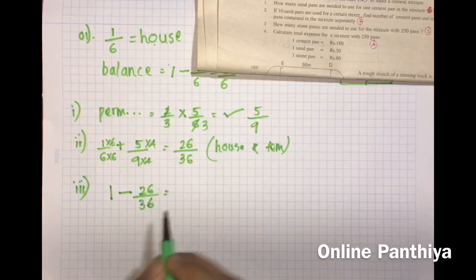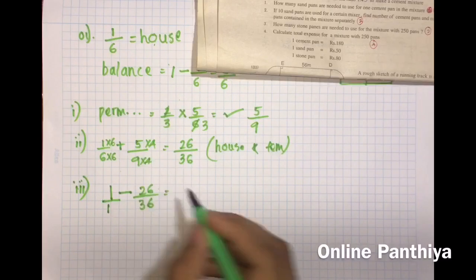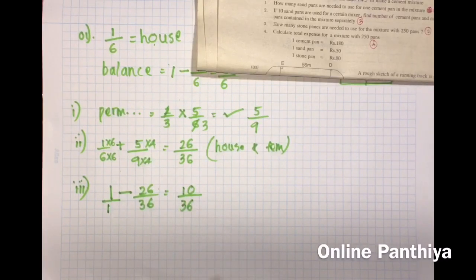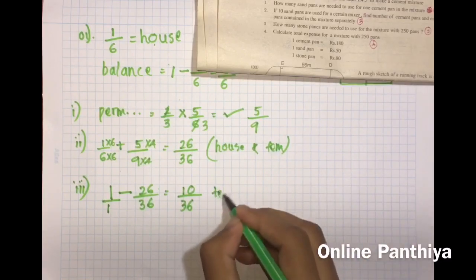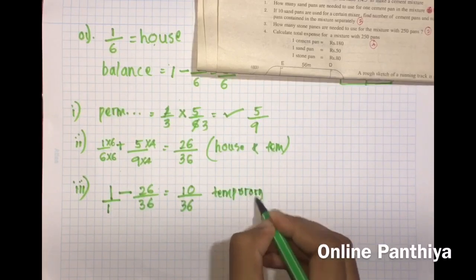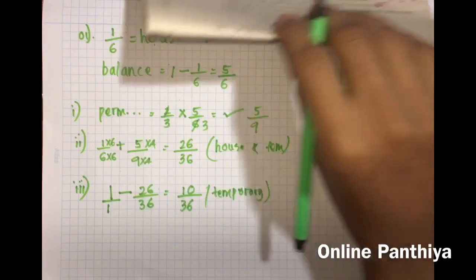So you get a total of 26/36. Consider the denominator as 1. Therefore, it is going to give you 10/36. This is the balance. The balance is allocated for temporary crops. I hope this part is clear. Try to understand this part. So 10/36 is for temporary crops. Okay, let us read further.